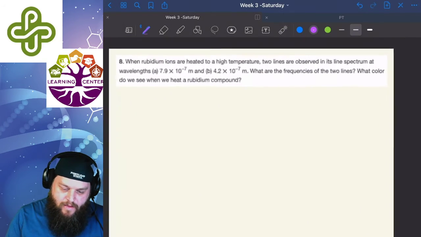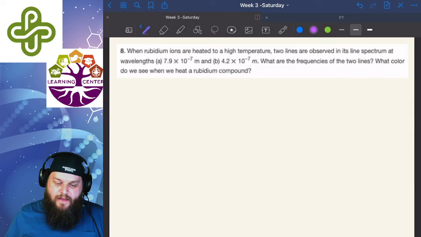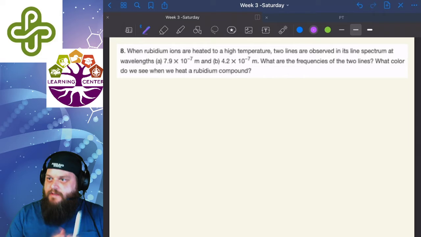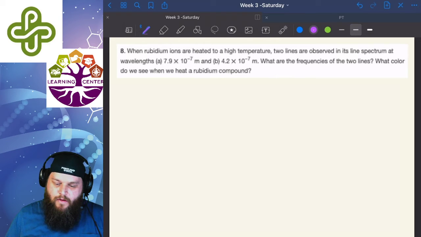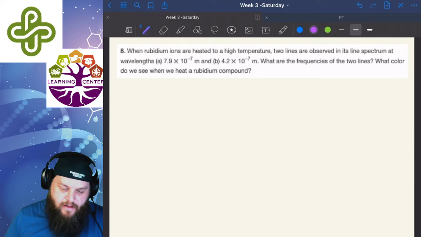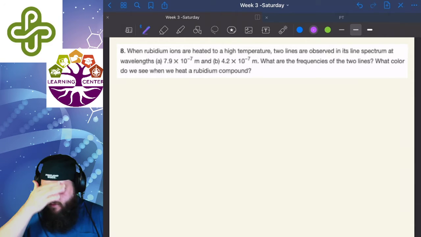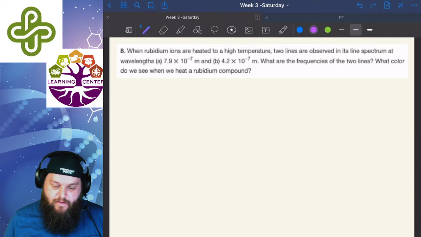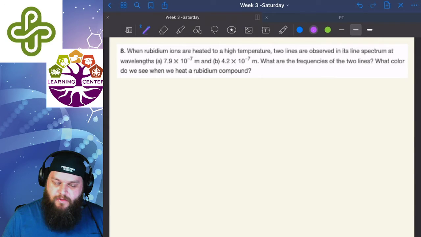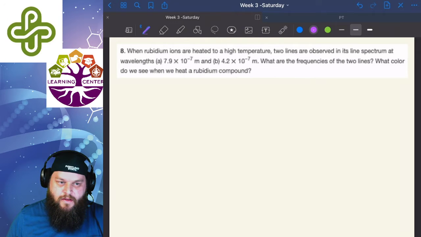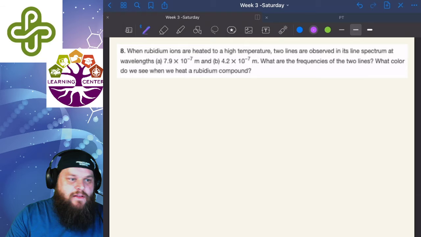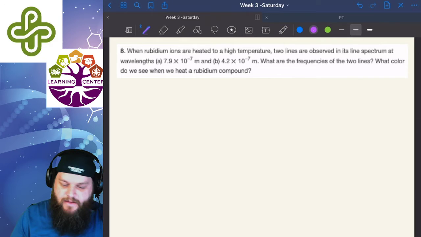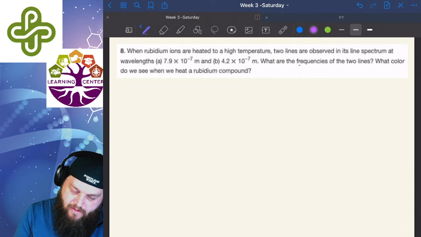The next problem we have is when rubidium ions are heated to a high temperature, they create 2 lines observed in their line spectrum at wavelengths of 7.9 times 10 to the -7 and 4.2 times 10 to the -7 meters. What are the frequencies of these 2 lines? What colors do we see when we heat a rubidium compound? So there are 2 different wavelengths giving us those 2 lines, and we want to know what those frequencies are.